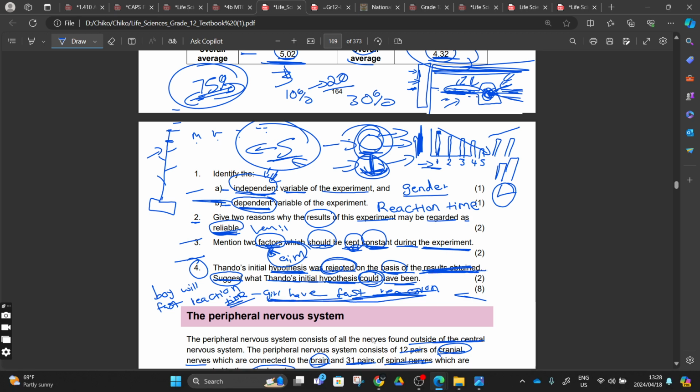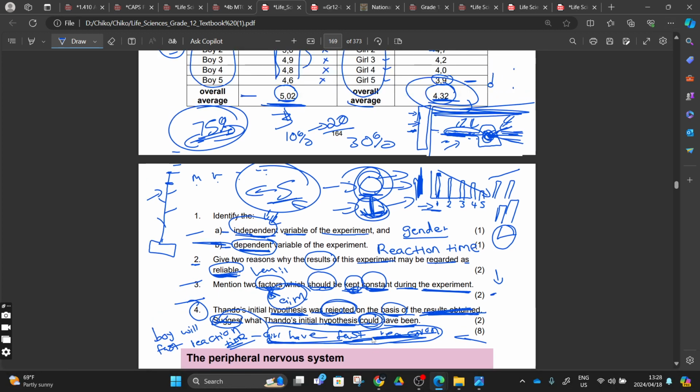The result was obtained that girls have fast reaction, and if we are saying that girls have fast reaction, this statement can reject the initial hypothesis, because they want us to suggest what Tando's initial hypothesis was. Or someone can come and say, Mr. Pepu, what if Tando thought the girls will be slower? What if that was the hypothesis you are suggesting? This also rejects the statement here. If he thought that the girls are going to be slower, we are rejecting it because now we found that no, our girls are faster.